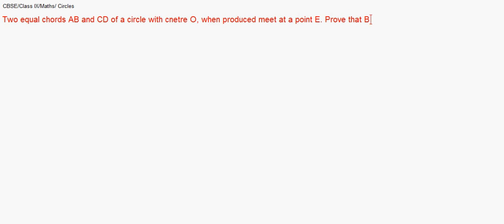It reads two chords, two equal chords actually, which are named as AB and CD. There is a figure given to the question as well. So once I draw the figure, it will be more helpful to understand the question. When these two equal chords are produced, they meet at a point E. Now here they say prove that BE is equal to DE and AE is equal to CE. Now let's draw the figure first.